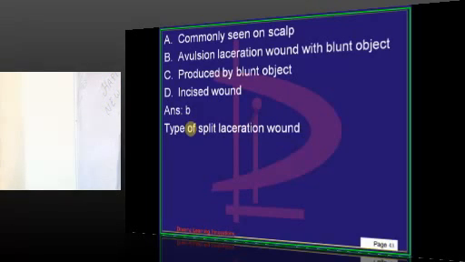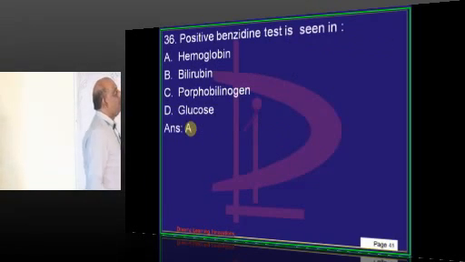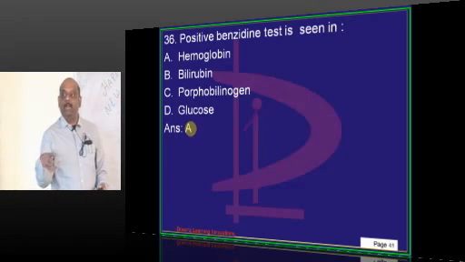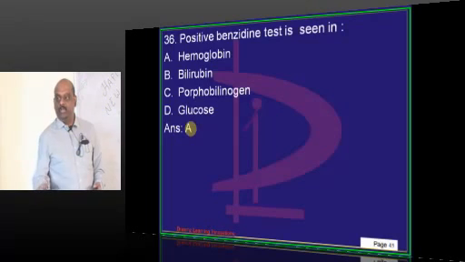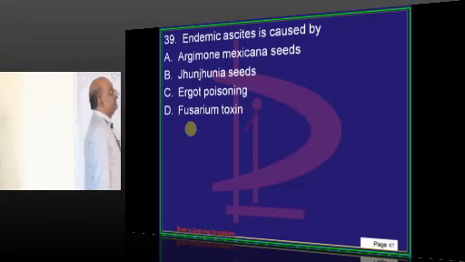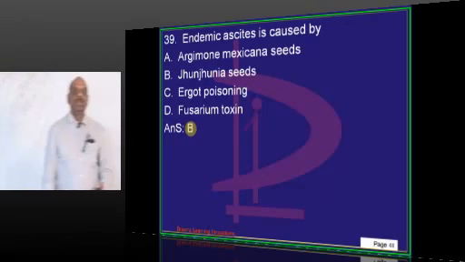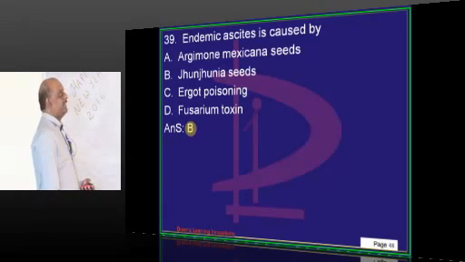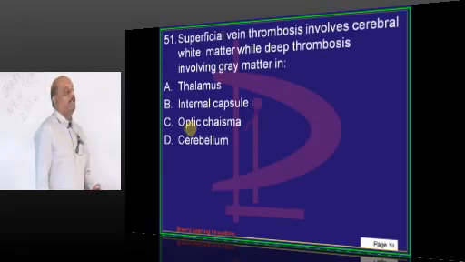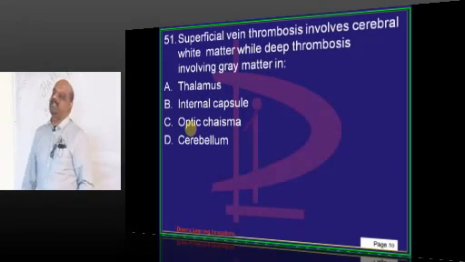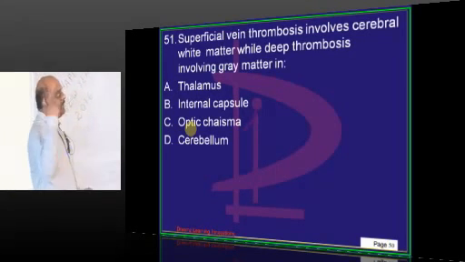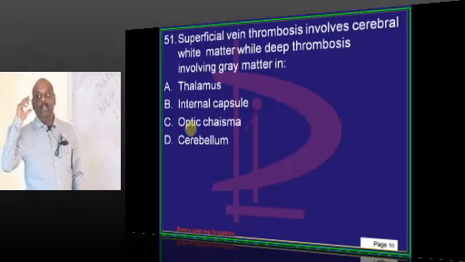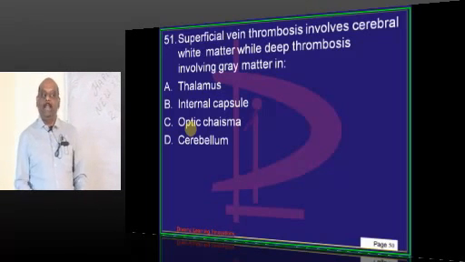Incised-like wound is what has been given. Positive benzidine test is hemoglobin, myoglobin, even myoglobin will be positive for the benzidine test. Endemic ascites is Jhunjhunia seeds. Another 3 months you remember them. Superficial venous thrombosis involves cerebral white matter. Deep venous thrombosis involves grey matter.